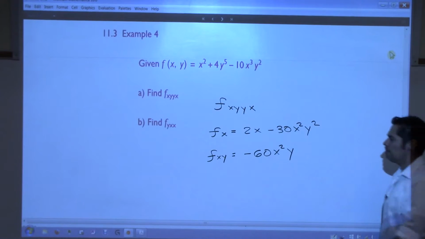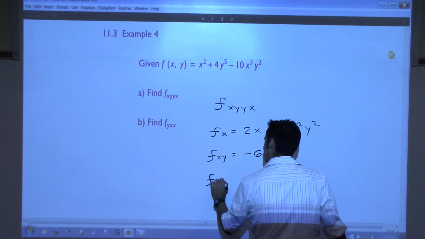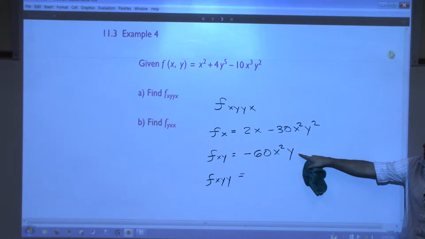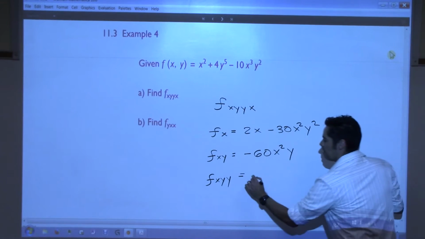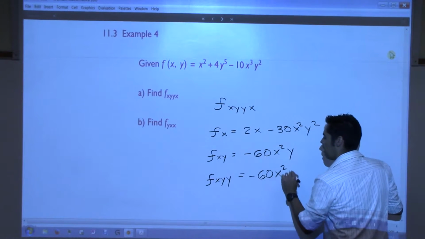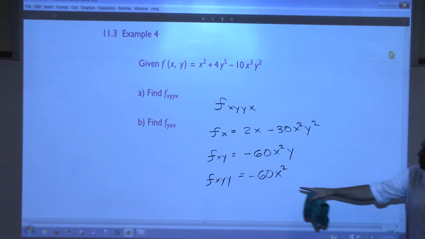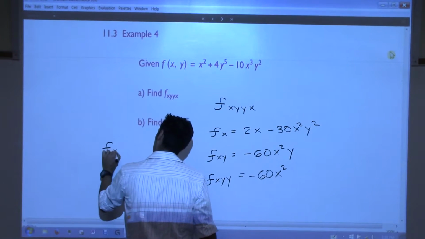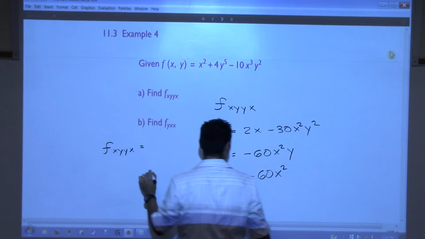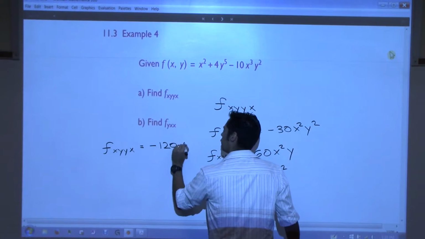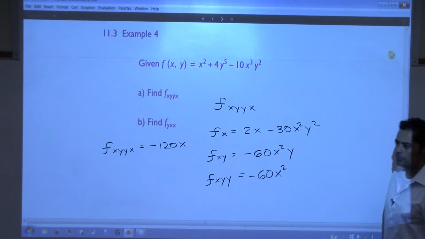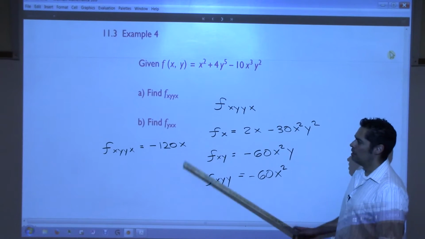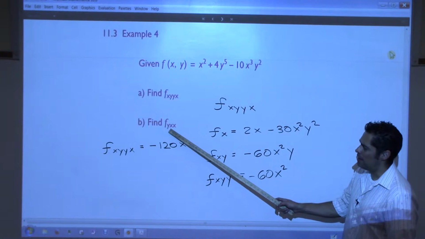Now let's do the partial with respect to y again. What's partial with respect to y of this? Negative 60x squared. And then finally, what's the partial with respect to x of that? What is it? Negative 120x. Part B asks you to do a different variation. Partial with respect to y, then x, then x.